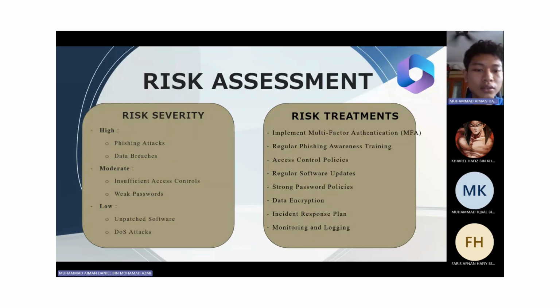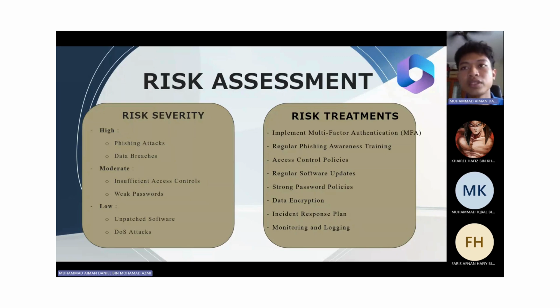As we can see right now, there are several risk treatments that I have done for this asset for your company. The first one is implement multi-factor authentication, MFA. This is very common. And the second one, regular phishing awareness training, access control policies, regular software updates, strong password policies, data encryption, incident response plan, and monitoring and logging.